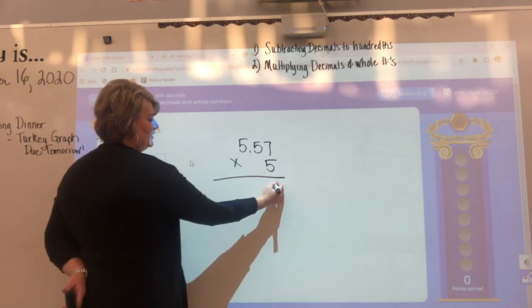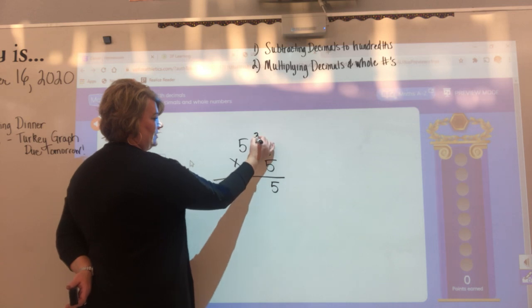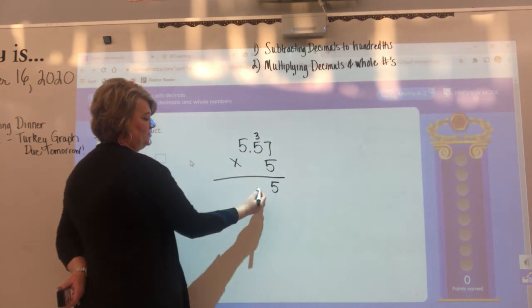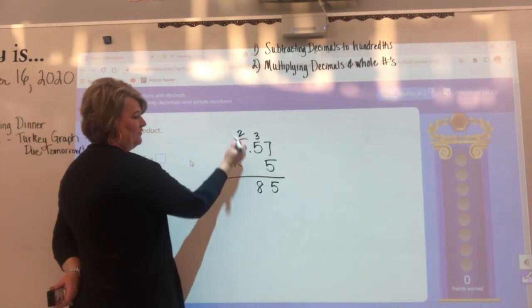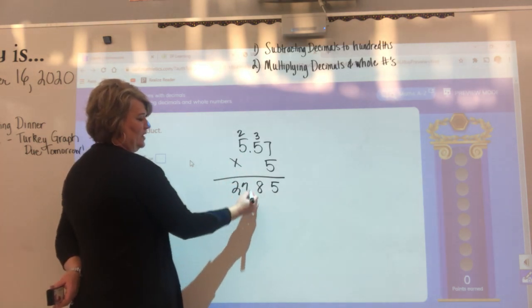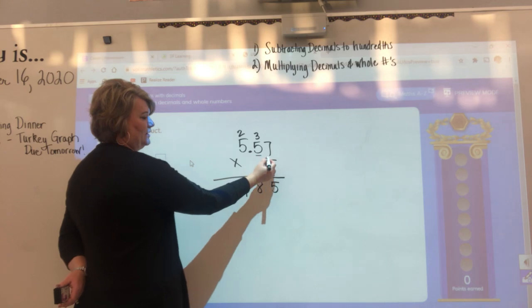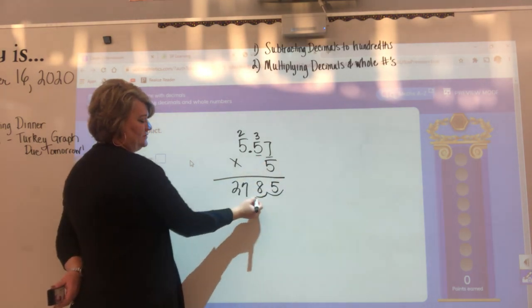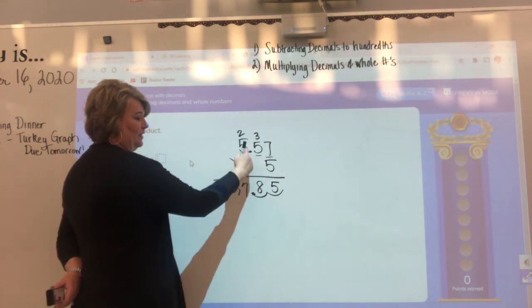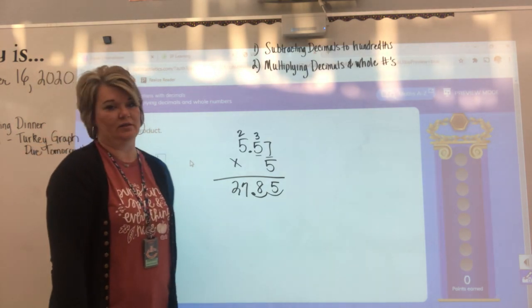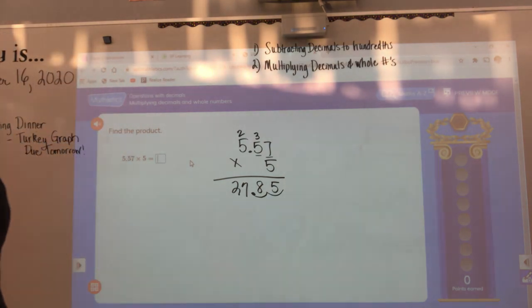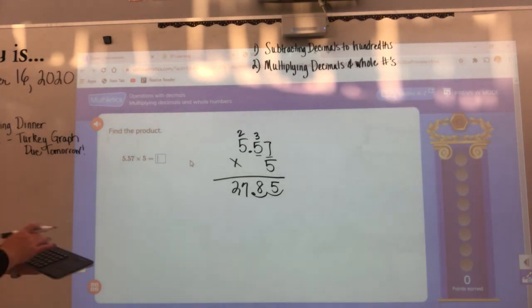So 5 times 7 is 35, carry a 3. 5 times 5 is 25, plus 3 is 28, carry a 2. 5 times 5 is 25, plus 2 is 27. Find your decimal, say to the right, to the right, to the left, to the left. Now that looks like you would bring your decimal straight down. You don't do that. You just got lucky that it landed right there. So 27.85.